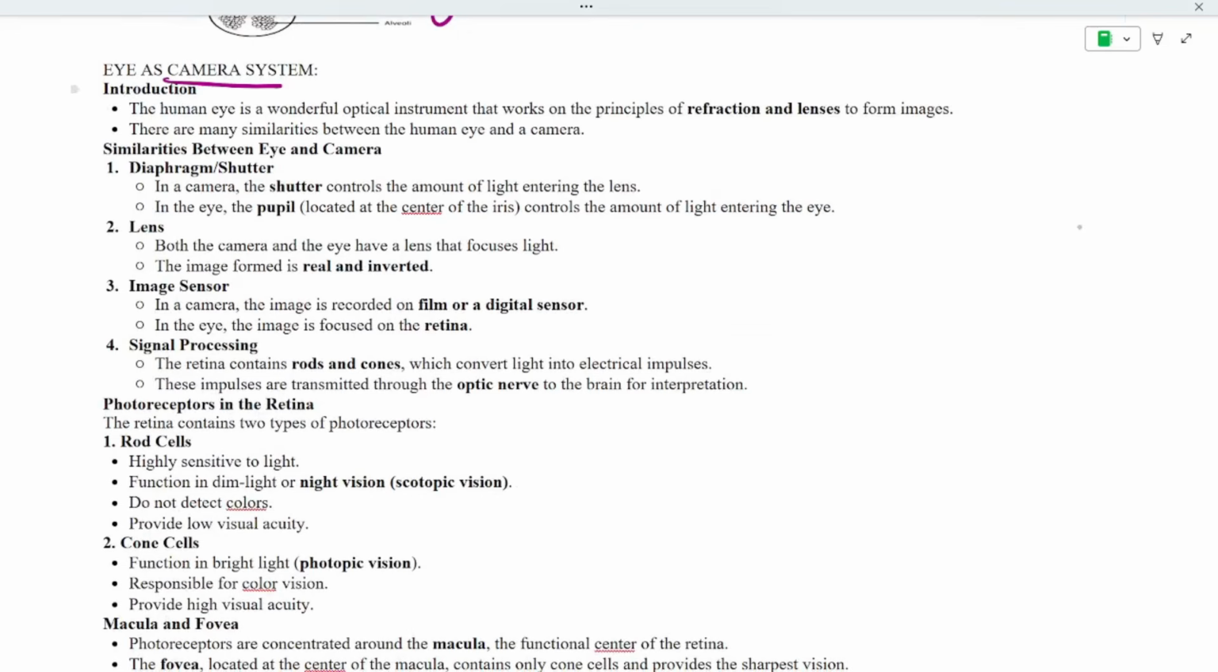How the eye acts as a camera system. Introduction: the human eye is a wonderful optical instrument that works on the principle of refraction and lenses to form images. There are many similarities between the human eye and the camera.